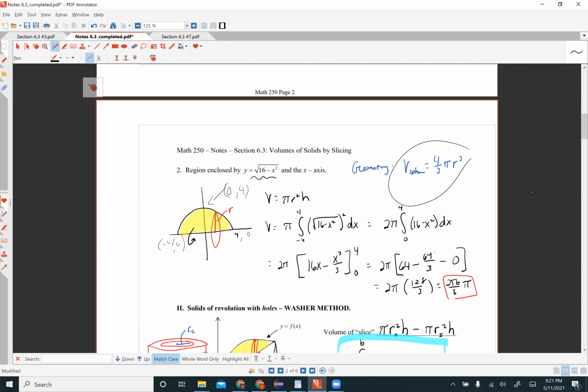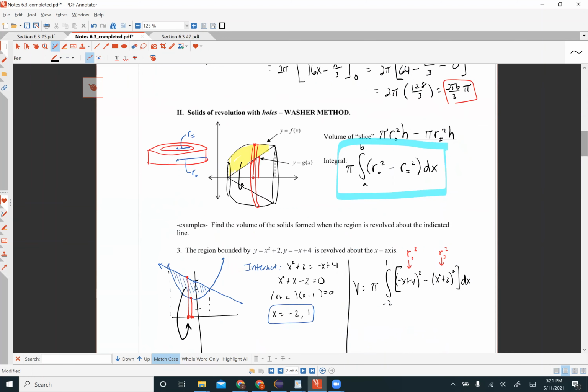We could have done this just using our knowledge of geometry. The volume of a sphere is 4/3 pi r cubed, so that's a way of checking your answer in this particular problem, to make sure you got the volume of the sphere of radius 4.